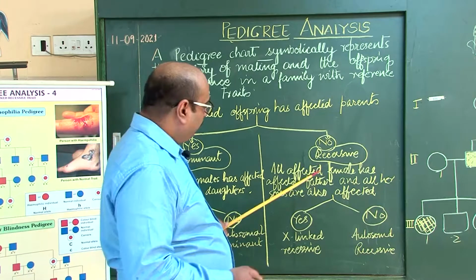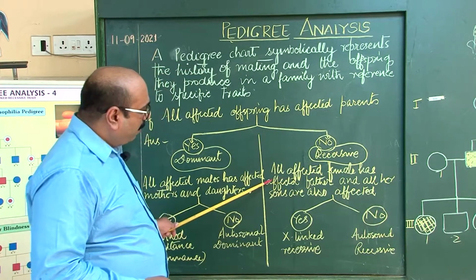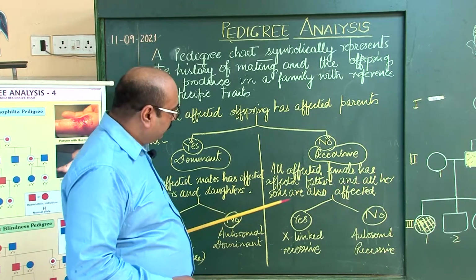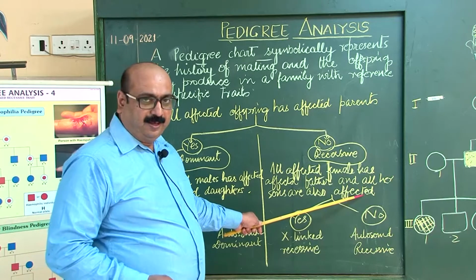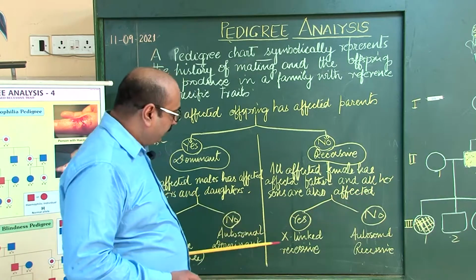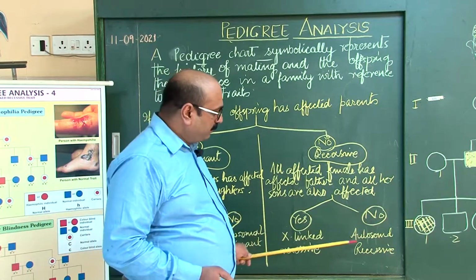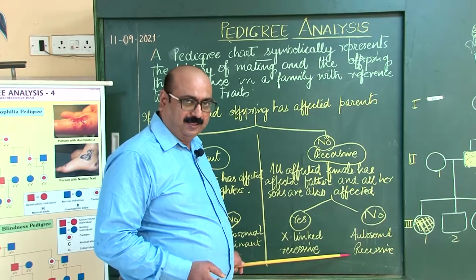Simple trick. Now, recessive: does every affected female have an affected father, and are all her sons also affected? If the answer is yes, then it is X-linked recessive. If the answer is no, it is autosomal recessive.